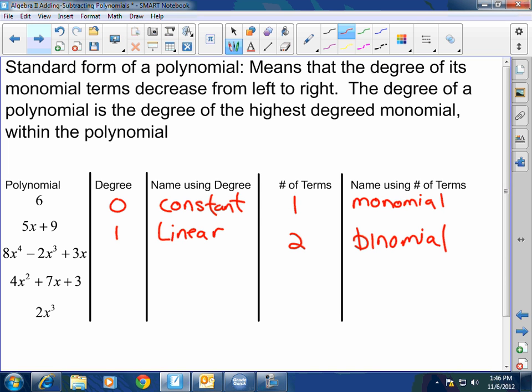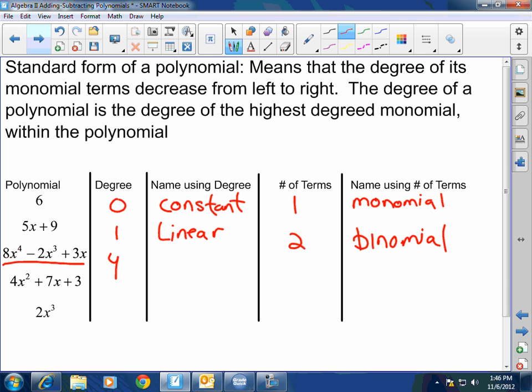Excellent, gentlemen. I got x to the 4th minus 2x cubed plus 3x. What's the degree? What's the degree, guys? Okay, some of you are saying 8. Remember, the degree of a polynomial is the degree of the highest degreed monomial. So what is the degree of this? 4, not 8. If you had something like 6x to the 4th y cubed z, that degree would be 8 because it's a monomial and you add the exponents together. But in a polynomial, the degree belongs to the highest degreed monomial. So for this one, my degree is 4.